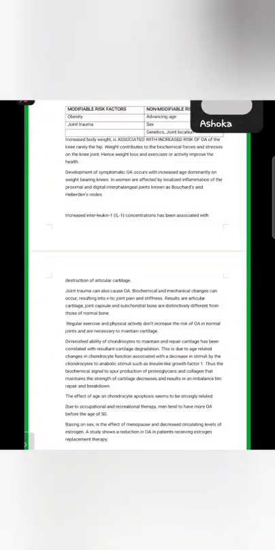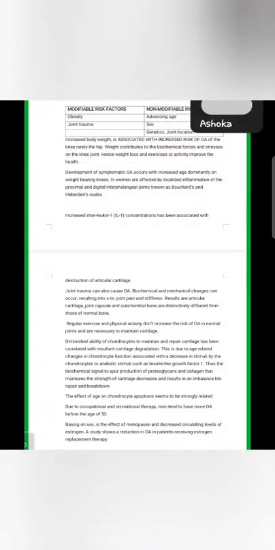So in women, it can be affected by localized inflammation of the proximal and distal interphalangeal joints, known as Bouchard's and Heberden's nodes. If you look at our fingers, the joints connecting our fingers, are you getting it? Those joints are called interphalangeal. So we can have Bouchard's and Heberden's nodes. There's a difference in them. I think you can read about the difference between Bouchard and Heberden. It is different because one is on the first joint, one is on the second joint.